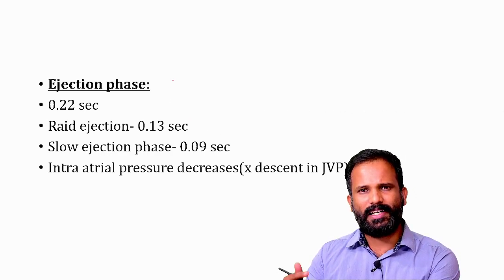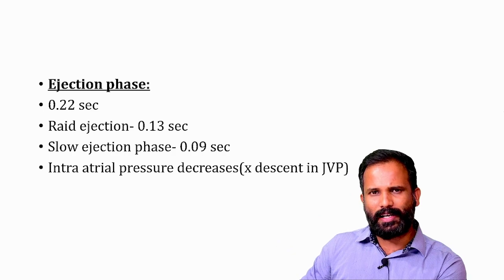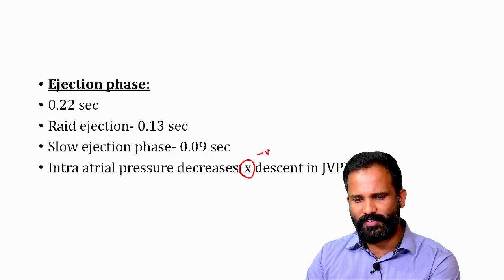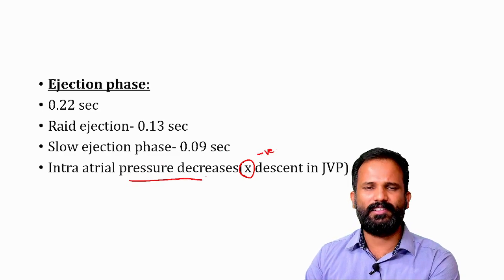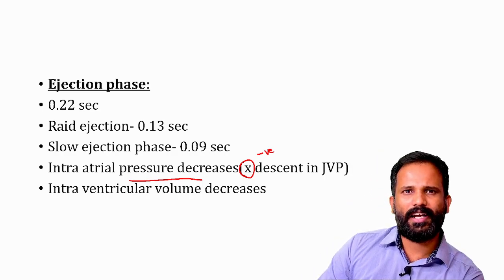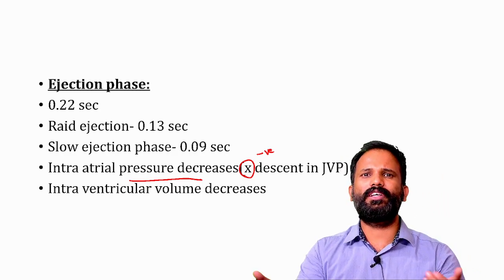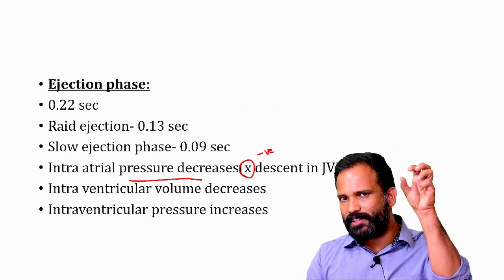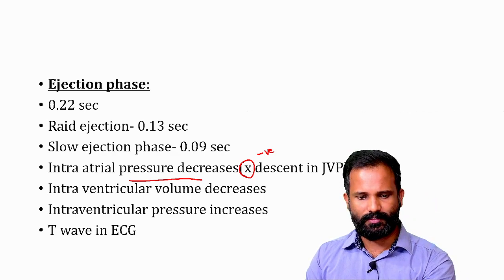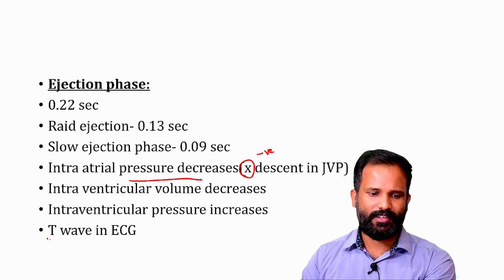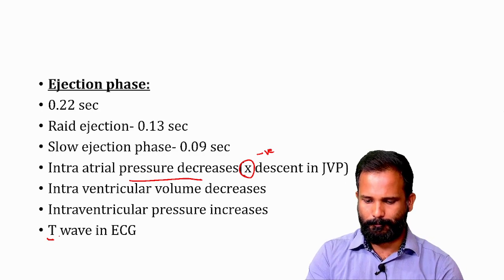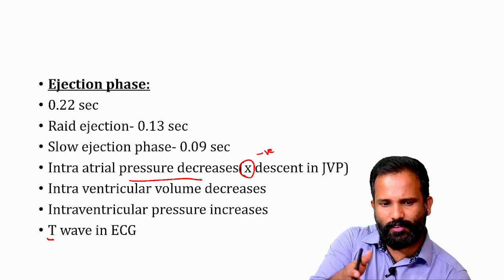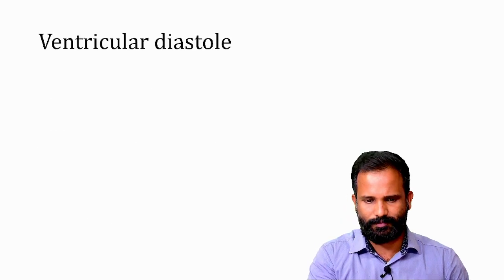As the blood is ejected, the cusp comes back into the ventricle, so atrial pressure decreases. That causes the X descent in JVP, which is a negative wave. So pressure decreases in the atrium. Coming to the intraventricular volume, simple, the blood is going out, so volume decreases. Intraventricular pressure: now the muscle is contracting, so definitely pressure increases, and it corresponds with the T wave in ECG. Of course, the T wave is at the juncture of ejection and protodiastole.